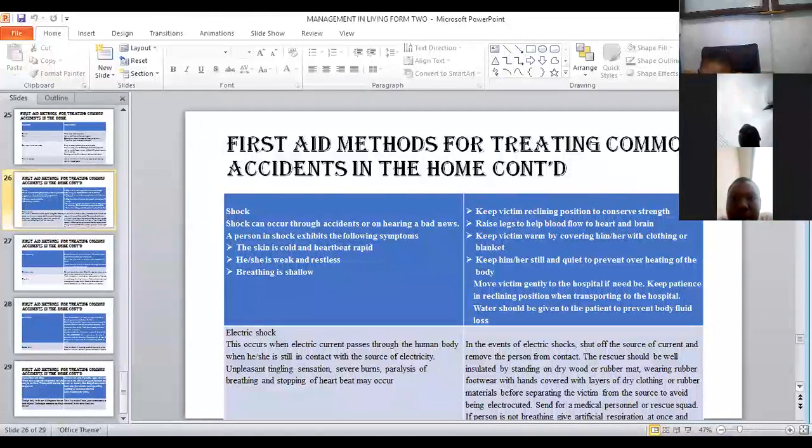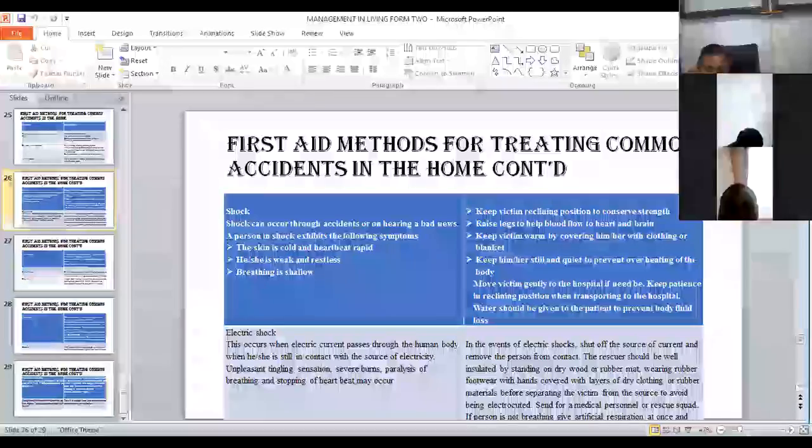Okay, so the first thing you do is you have to shut off the source of current and you remove the person from contact. So the main electric switch, the main switch in the home, you have to put it off. But again, you, the person doing that, you have to be careful.